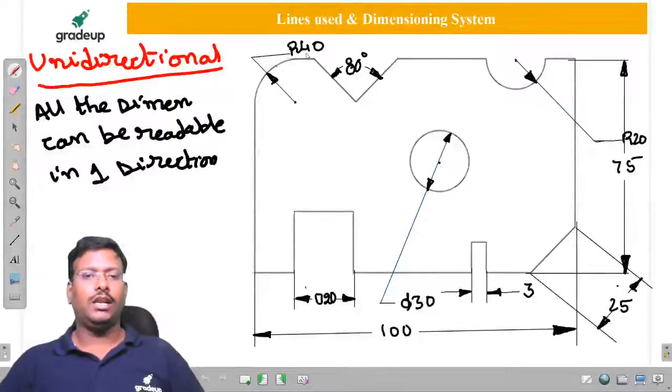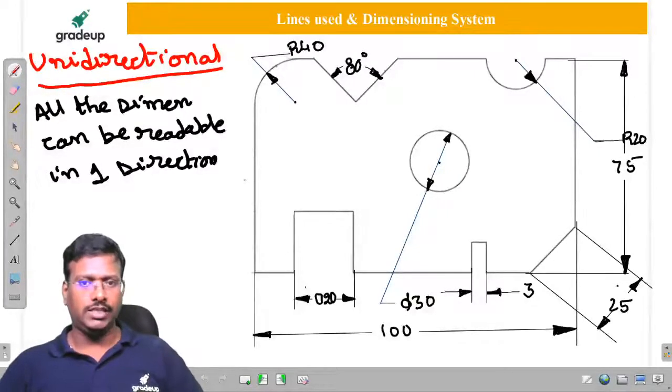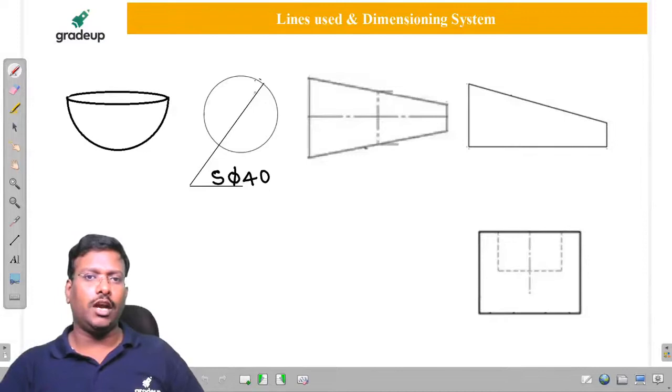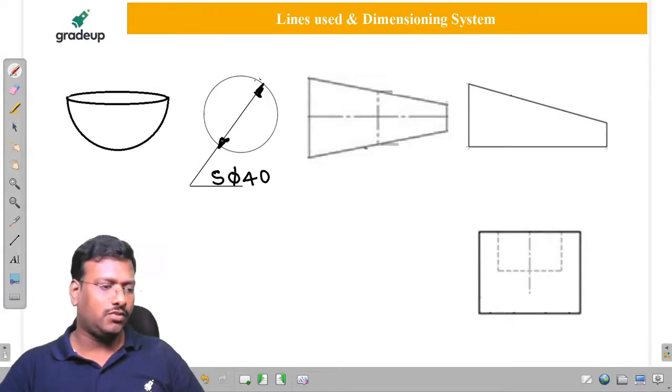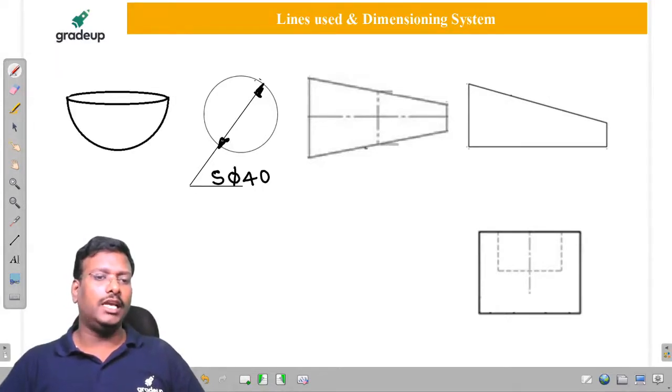Okay. Now here, once if it is this particular thing, at both the ends we have to give the arrowheads. Once if it is a sphere diameter, we have to give S5. Sir, what about the radius, sir?